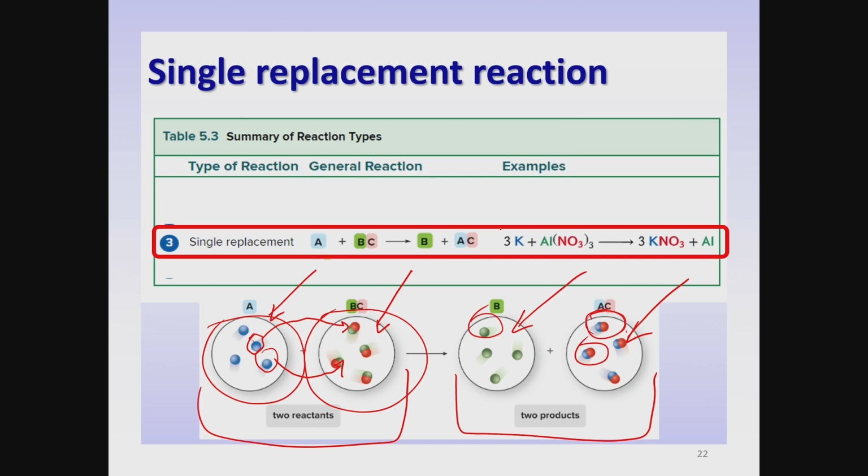And so here we have an example of that. And so maybe one of the ways you can recognize that this is a single replacement reaction is we have in the reactant side of the equation an element and a compound, and we're getting on the product side a different compound and a different element. Okay, so we move on.